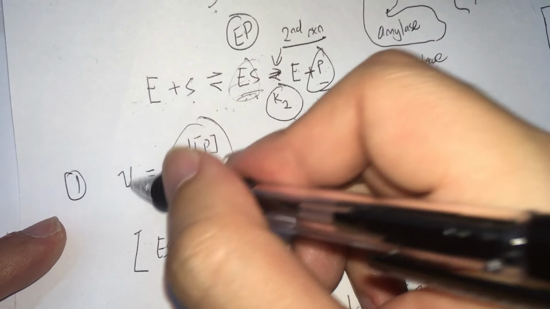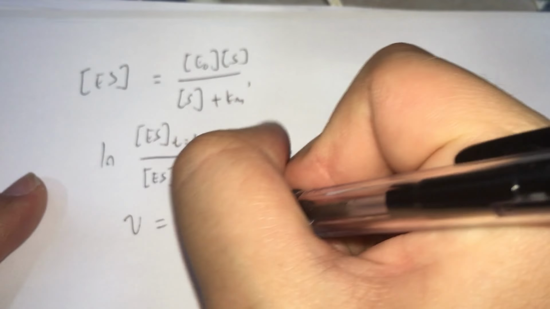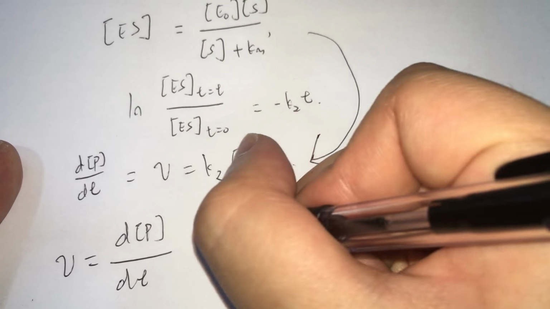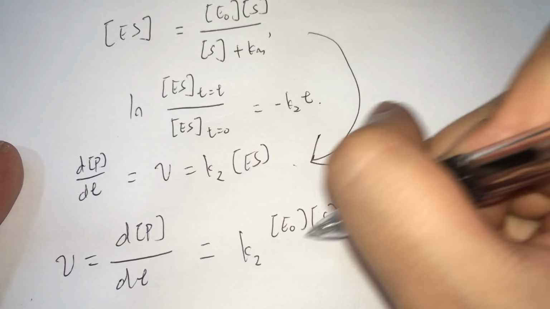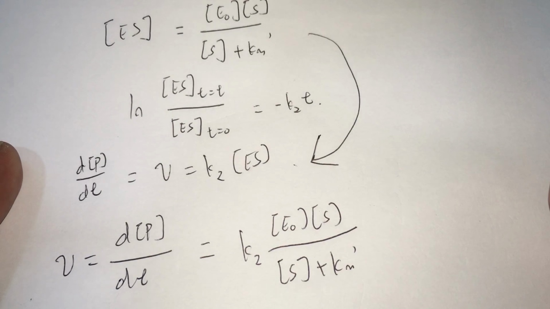Anyway, we should be finding what this V is. So V equals K2 times ES. But technically speaking, we can still use some of what we've derived before. So we just substitute this in. So dP/dt, that's the rate of generation of product, equals K2 times E naught S over S plus Km. Okay?